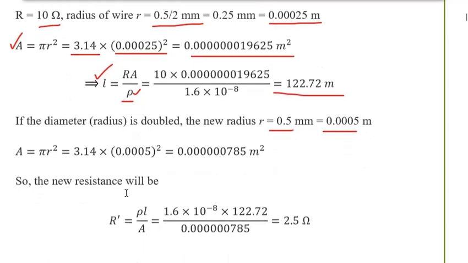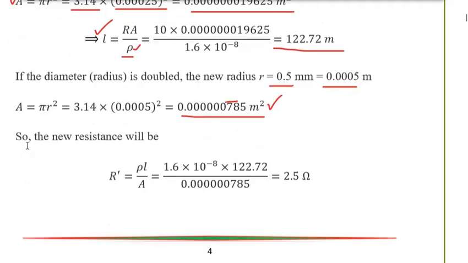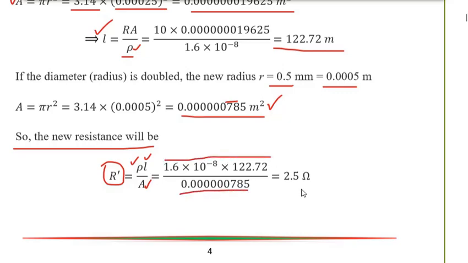If the diameter is doubled, the radius will be 0.5 millimeter, equal to 0.0005 meter. So the area here will be this one, 0.0000075 meter square. Hope there is no problem to understand up to this step. So the new resistance will be R dash equal to resistivity into length of the conductor by cross-sectional area of the conductor. Now putting the value of each item and dividing, we get 2.5 ohm.